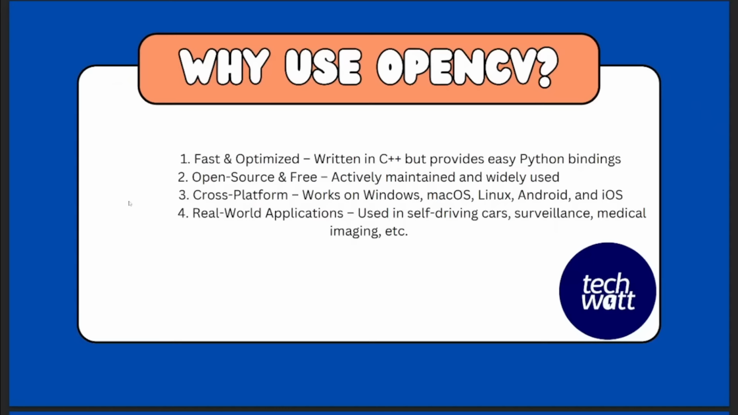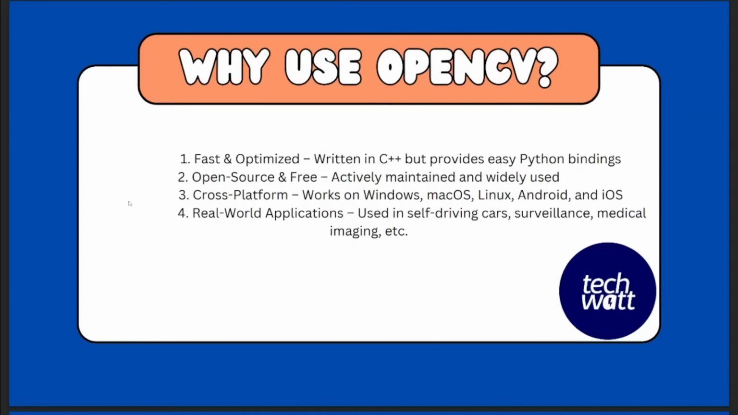All right, so before you ask why use OpenCV, here are 4 reasons why you need to use OpenCV. OpenCV is fast and optimized because it's written in C++ but provides easy Python bindings. That is to say, you can use it in Python as well, but originally OpenCV is written in C++. OpenCV is open source and free. Everyone across this globe can use OpenCV. It's free. You will not be charged for that because it's actively maintained and widely used.